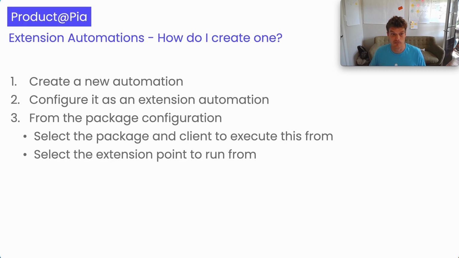And how does an automation engineer go ahead and create one of these extension automations? It's fairly straightforward. They would create a new automation in the Pia pool as they do today. The only difference is they would configure it to be an extension automation and provide a little bit of metadata at that point. Then once they finish developing it and they want it to run, they go into the package configuration screen, select the package and the client they want to execute it on, and then select that they want to run this automation at that point. They can do that on a single client basis, or they could do it for multiple clients.